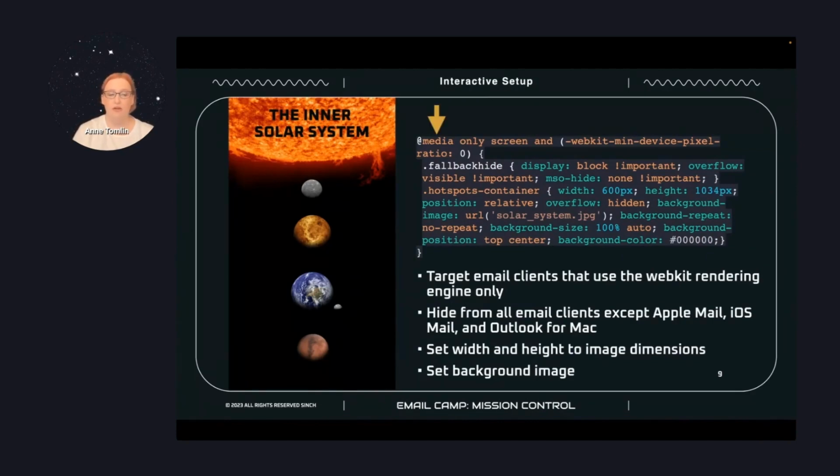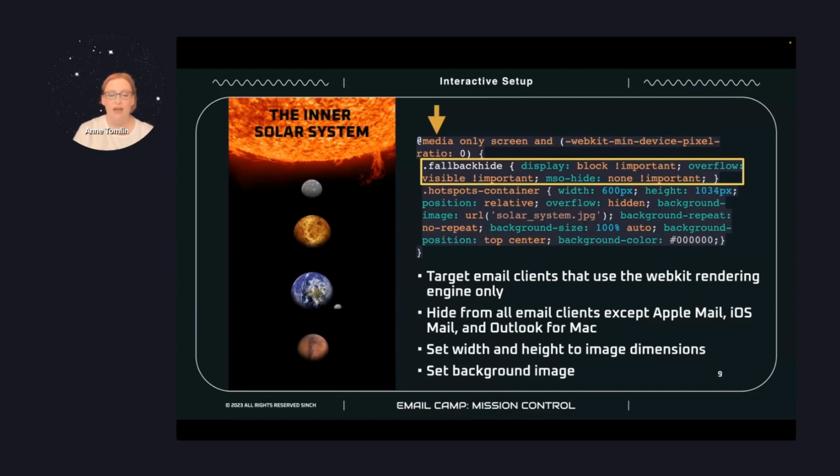A media query targets only the email clients that use the WebKit rendering engine so that the interactive content will be shown only to the big three. The first div is hidden by inline styles, but is made visible by the fallback hide class. You can see that display block and overflow visible on this class directly negate the inline display none and overflow hidden styles when the email is viewed on the big three.